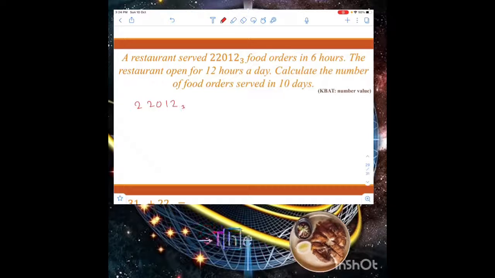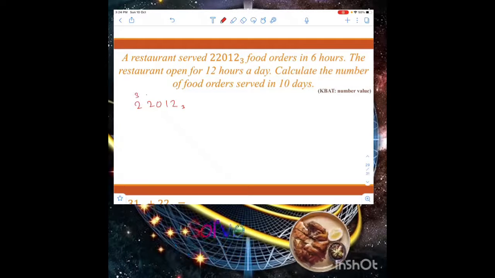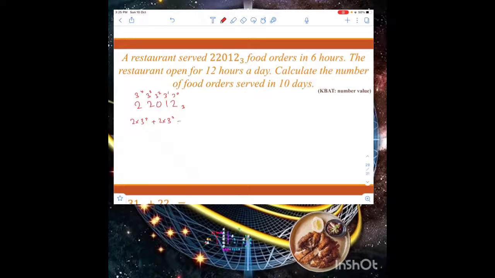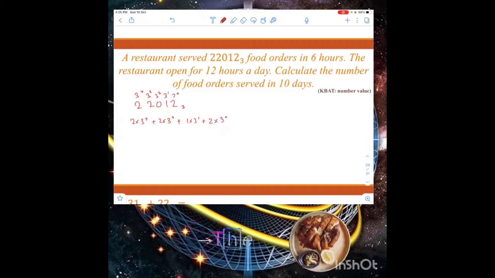22012 base 3. Since it is a base 3 number, we write 3 on top. So the power increases from 0 to 1, 2, 3, 4 like that. Then do as usual: we're going to have 2 multiplied with 3 to the power of 4, plus 2 multiplied with 3 to the power of 3. 0, no need, because anything multiplied with 0 is 0. So plus 1 times 3 to the power of 1, plus 2 multiplied with 3 to the power of 0.